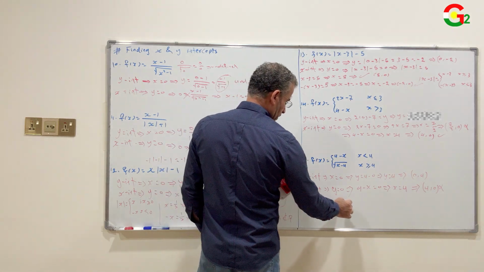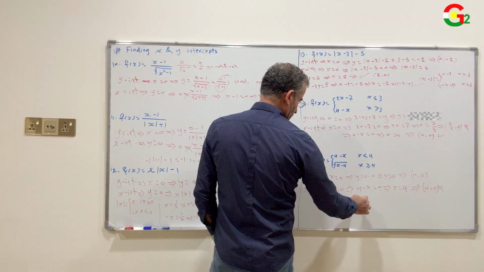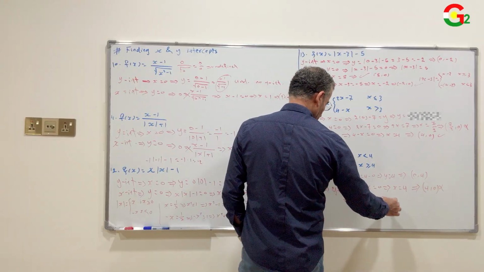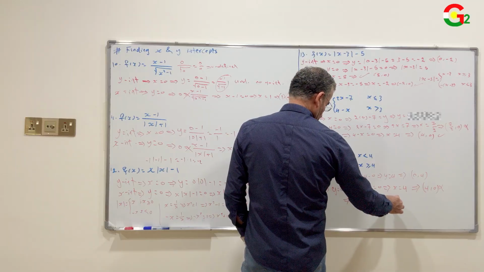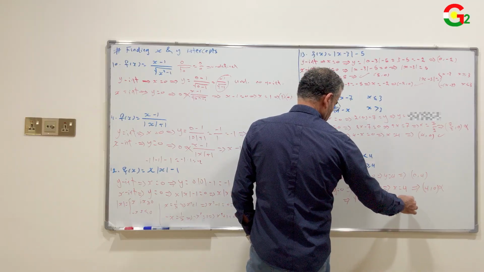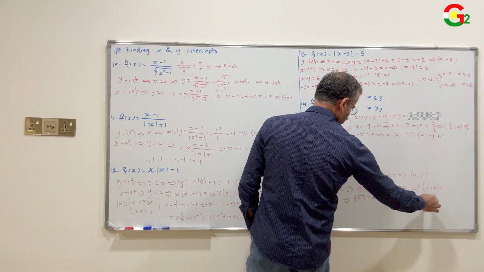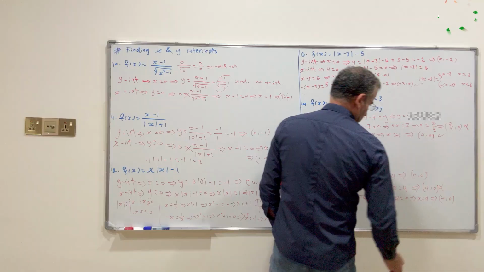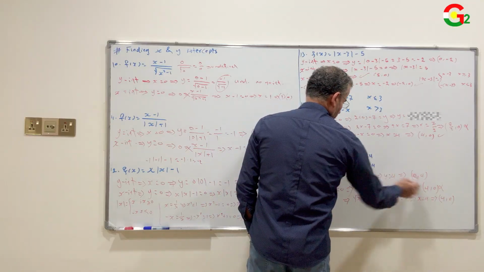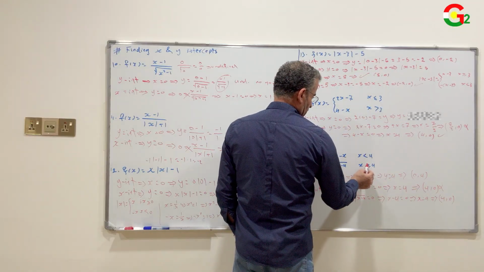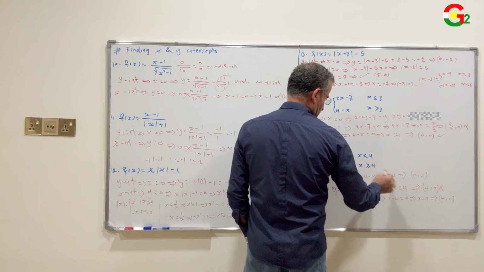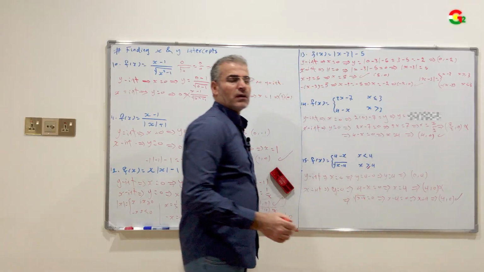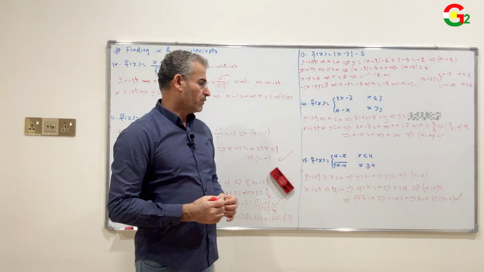The other possible case is the square root of (x minus 4) equals 0. Then square both sides: x minus 4 equals 0. Then x equals 4. Then the possible x-intercept point is (4, 0). Is 4 greater than or equal to 4? Yes, it is equal to 4, and equality exists here. Then it is the x-intercept point for this function.